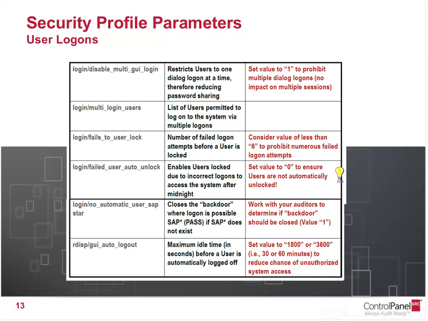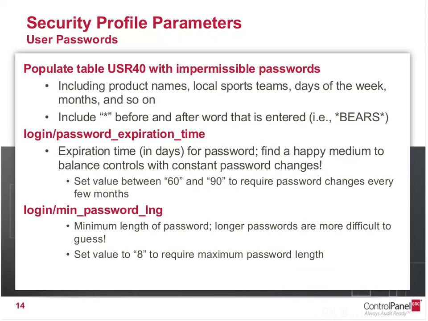GUI auto logout, we want to make sure that IDs are going to be auto logged off the system if they're inactive for a given amount of time. So if a user goes to lunch, we don't want them to have their terminal still signed in with maybe a non-password protected screensaver where somebody could sit down and just start typing. So we recommend setting this to a value of 1800 or 3600, that's 30 or 60 minutes, to reduce the chance of unauthorized system access.